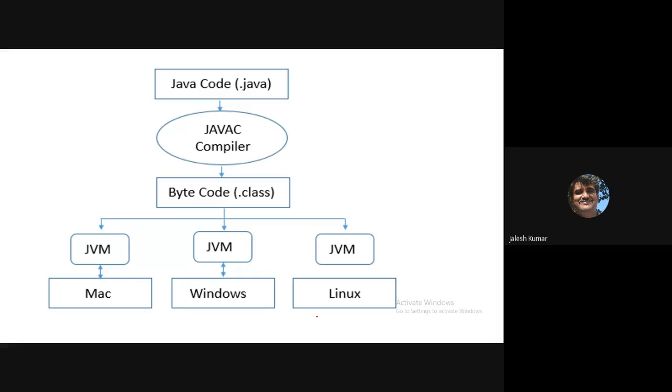JVM is platform specific. JVM is not platform independent. What is in Mac is different from what is in Windows. What is in Linux is not the same as what is in Windows. If someone wants to introduce a new operating system, he has to design his own JVM. Then it is possible to run the program. Is it clear? Very important. It is not available in the book also. Please remember, Java is platform independent.